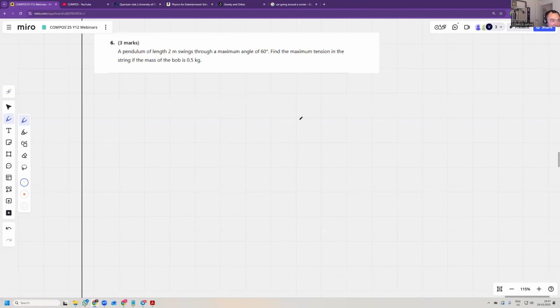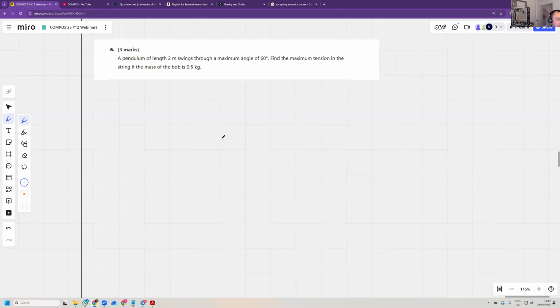A pendulum of length 2 meters swings through a maximum angle of 60 degrees. So we have a pendulum going like this, back and forth, through a maximum angle. I'm assuming this is 60 degrees. Okay. And we want the maximum tension in the string if the mass of the bob is 0.5 kilograms. Right. So if this is 60 degrees, then we can say that this is 30 degrees.